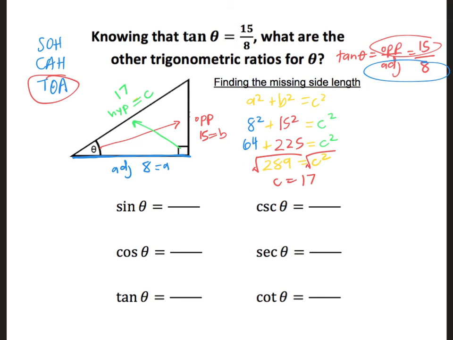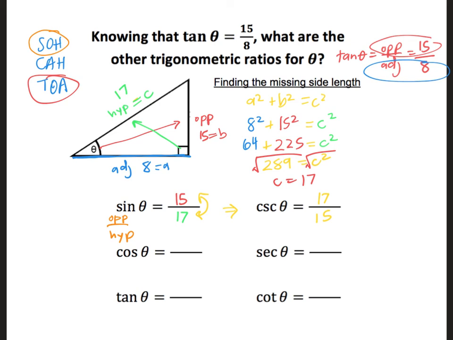Now at this point, we can use SOHCAHTOA and go ahead and plug in our numbers for our ratios. So we're doing sine of theta first. Remember SOH, so sine of theta is opposite over hypotenuse. We said our opposite was 15 and our hypotenuse is 17. And then again, we can just flip that to come up with cosecant. So cosecant would be 17 over 15.